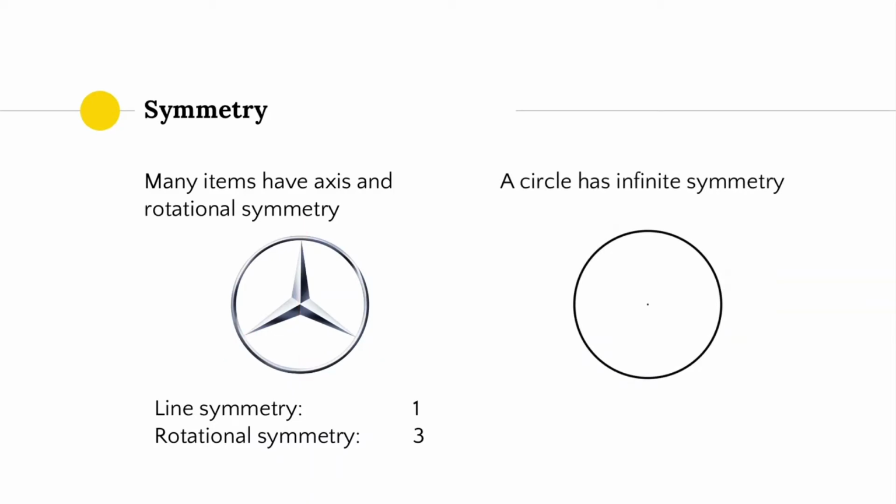A circle has infinite symmetry, which means you can fold it in any line as long as you go through the center, and it would be symmetrical. Or you can rotate it at any angle, and it is symmetrical. It won't change its shape.